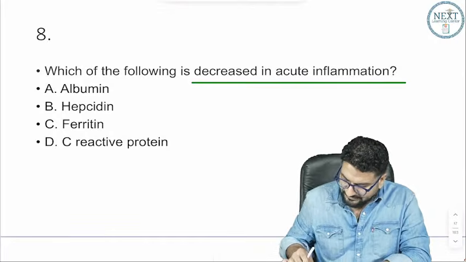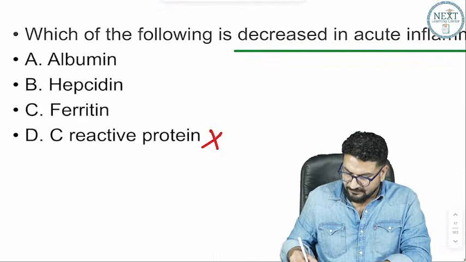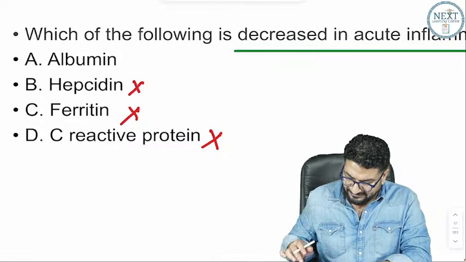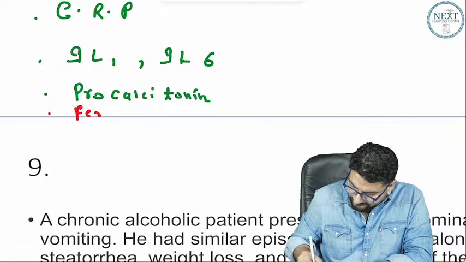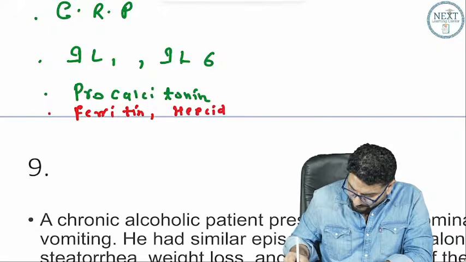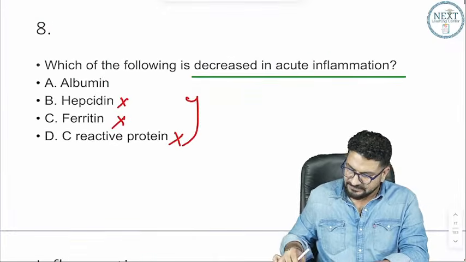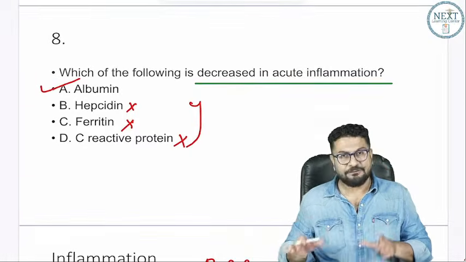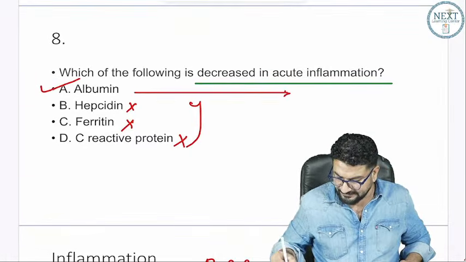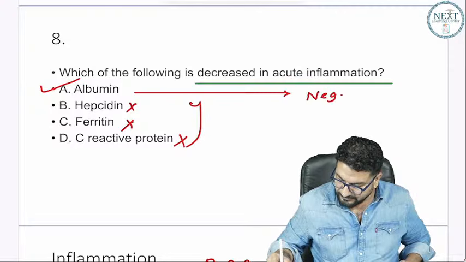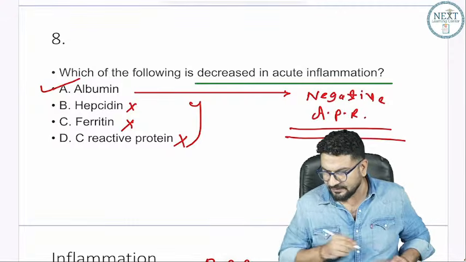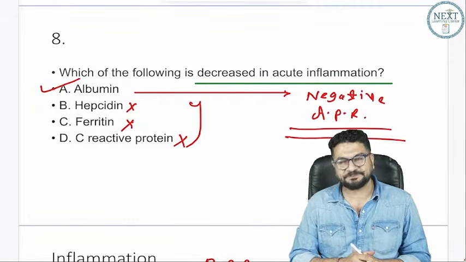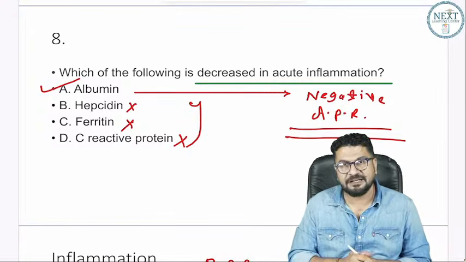So look at this. Whenever we have inflammation, C-reactive protein is increased, ferritin is increased, hepcidin is increased. So these are positive acute phase reactants. What is not increased, what is decreased, is albumin. And albumin is called a negative APR. So we call this a negative acute phase reactant. Very, very important.